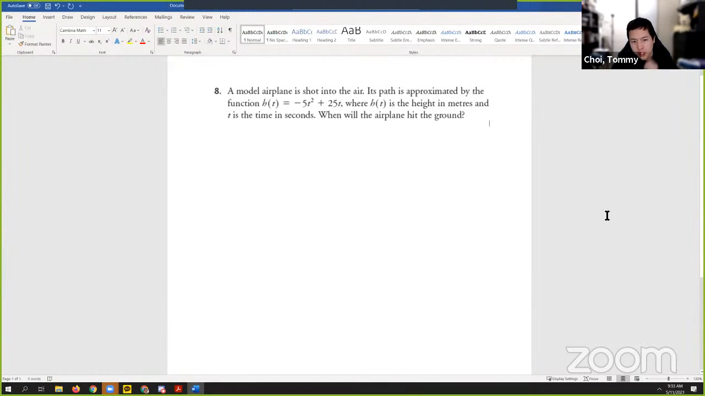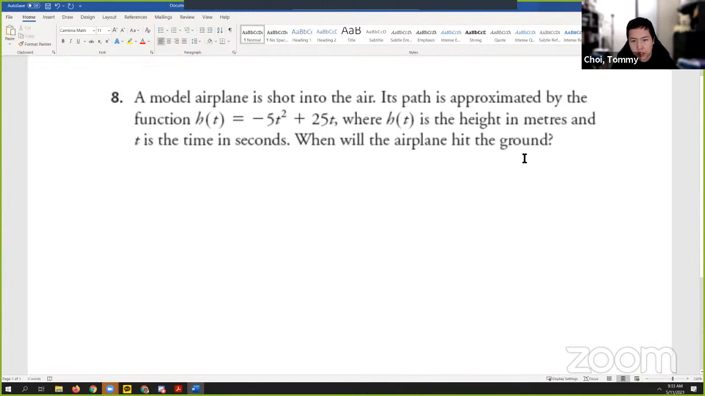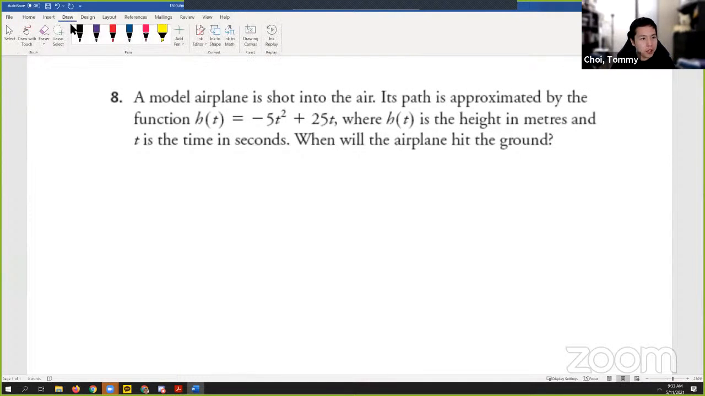Okay. So it says a model airplane is shot into the air. Its path is approximated by this function, h of t is equal to negative 5t squared plus 25t, where h of t is the height in meters and t is the time in seconds. When will the airplane hit the ground? Okay, so if the question asks, when will the airplane hit the ground, what are we solving for?